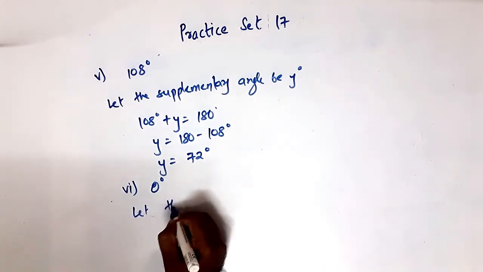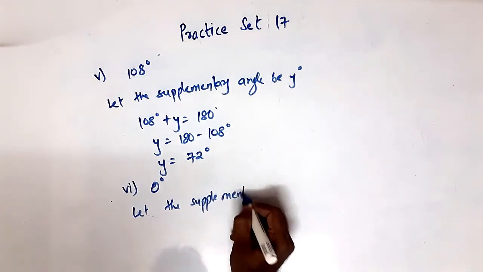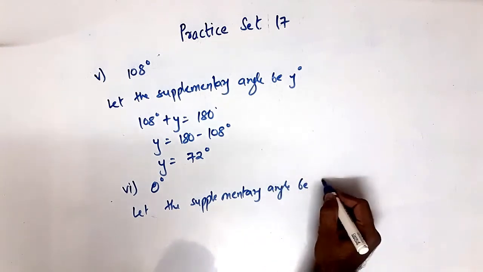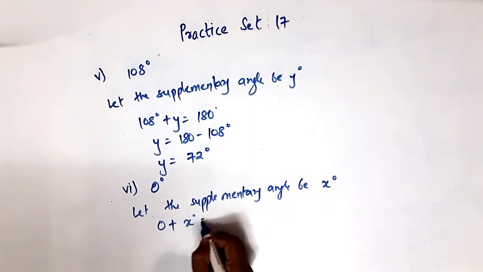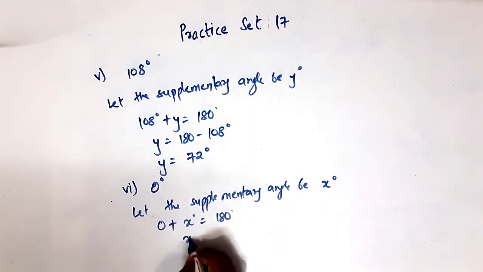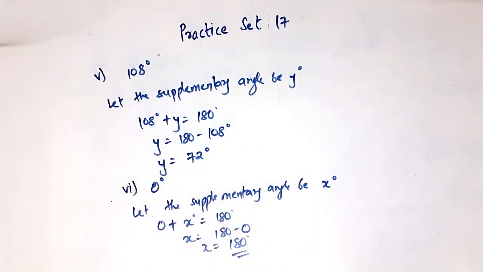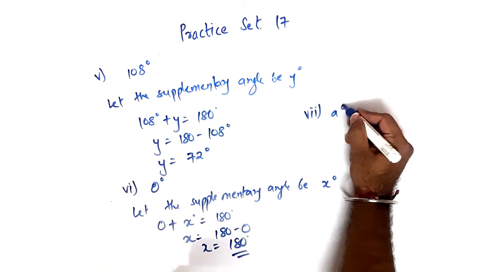So let the supplementary angle be x degrees. So 0 plus x equals 180, and x is 180 minus 0, so x is equal to 180 degrees. Okay. Seventh one is 8 degrees.